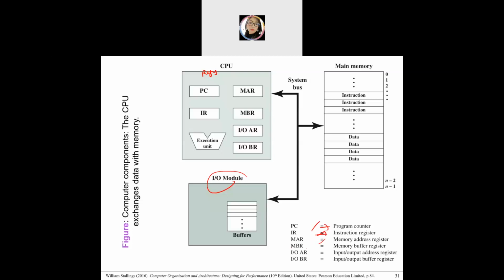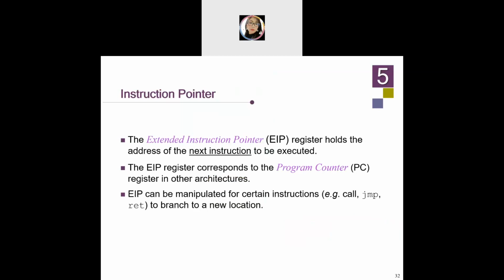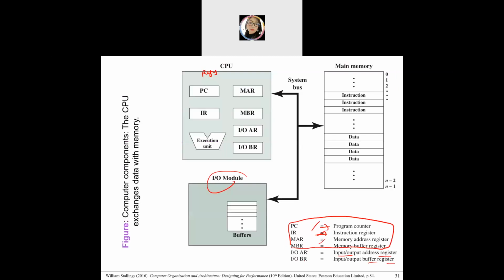Just now you already looked into these four things, but you also have additional ones, which are the input output address register, IOAR, and the input output buffer register, IOBR. Is it okay? So no need for you to remember how to draw it. There is nothing to draw, but you need to know what is available inside of this.